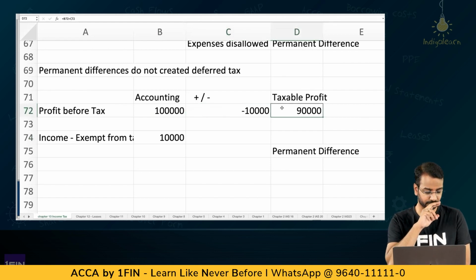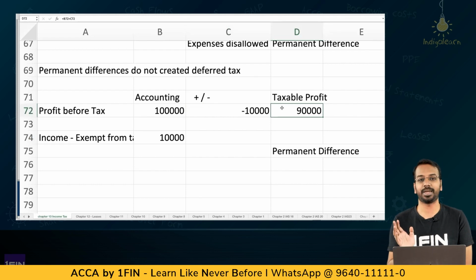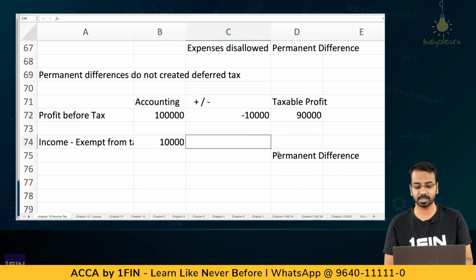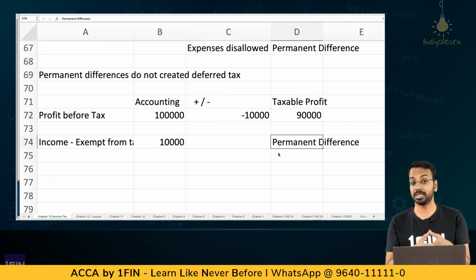Then, is there a need to pay tax in the future on this exempt income? You don't have to pay. Today also you don't need to pay tax. In the future also you don't need to pay tax. So when there is no tax implication, that is also a permanent difference, right? So here also this is a permanent difference because it is an item which will never be taxed from the point of view of income taxes.